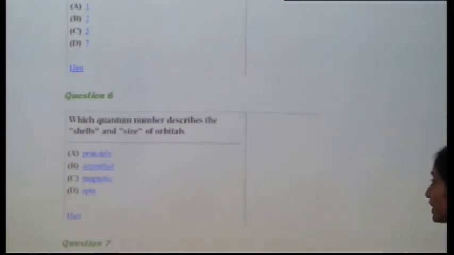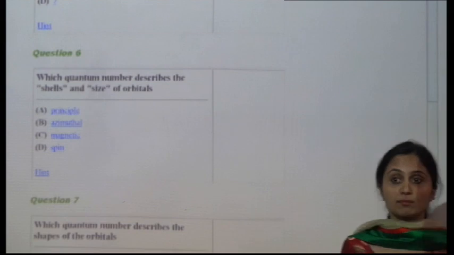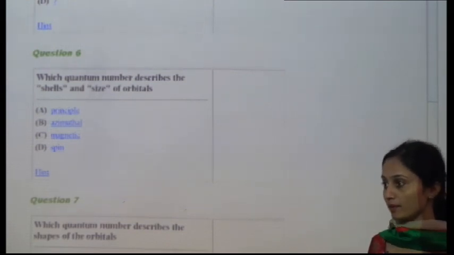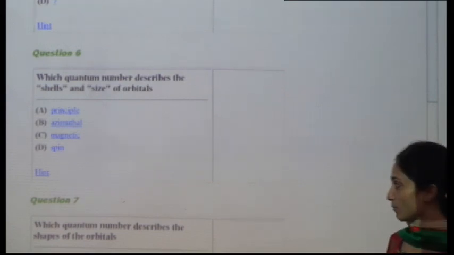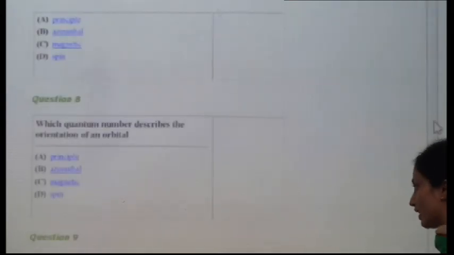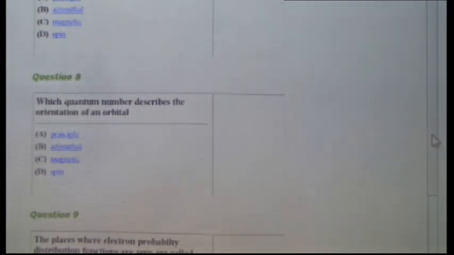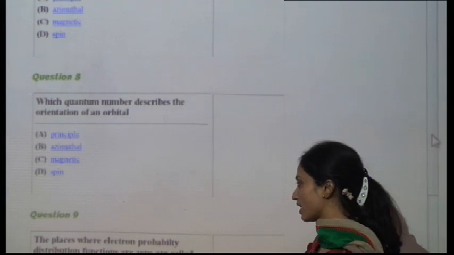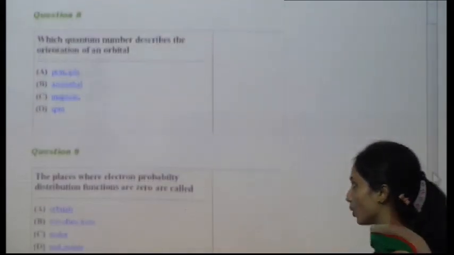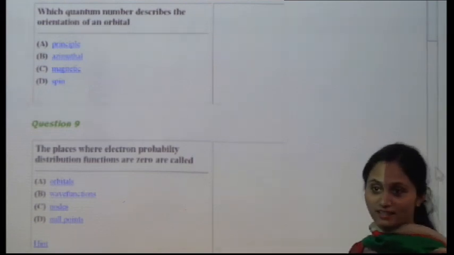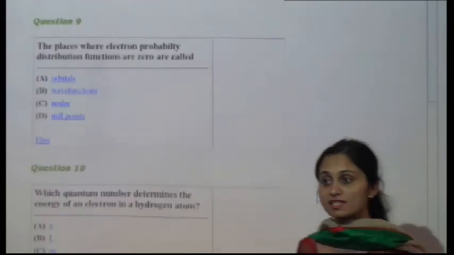Which quantum number describes shells and size of the orbitals? Principal quantum number. Those of you who are sleeping, please get up. Next. Which quantum number describes the shape? Azimuthal quantum number. Very good. The places where electronic probability distribution functions are 0 are nodes. Okay. Which quantum number describes the orientation? Orientation is described by the magnetic quantum number.